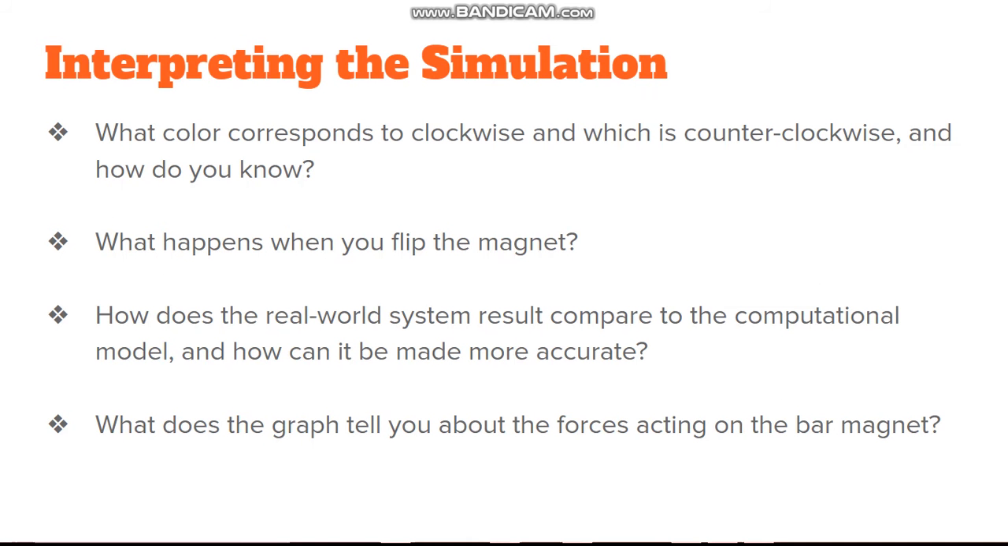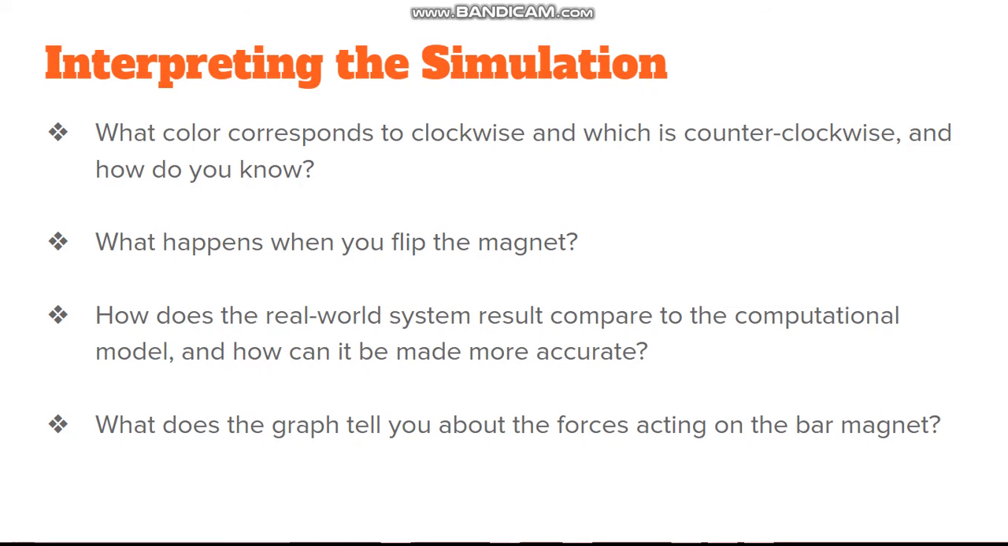Interpreting the simulation. What color corresponds to clockwise and to counterclockwise, and how do you know? So I think that blue corresponds to counterclockwise while red is to clockwise, and this is because in my simulation, the magnetic dipole moment of the magnet points in the positive y-axis, and so as the magnet falls, a ring below it will feel a change in magnetic field also in the positive y-axis.